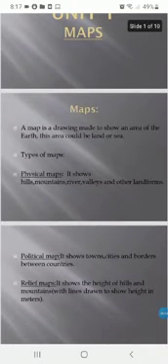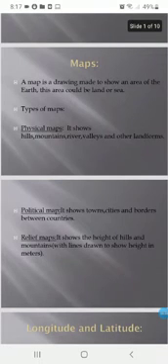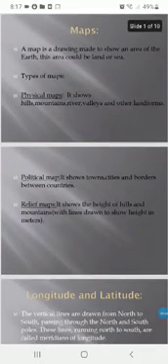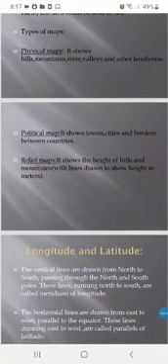Now there are three different types of maps. Physical maps show hills, mountains, rivers, valleys and other landforms. Political maps show towns, cities and borders between countries. Relief maps show the height of the hills and mountains with lines drawn to show height in meters.